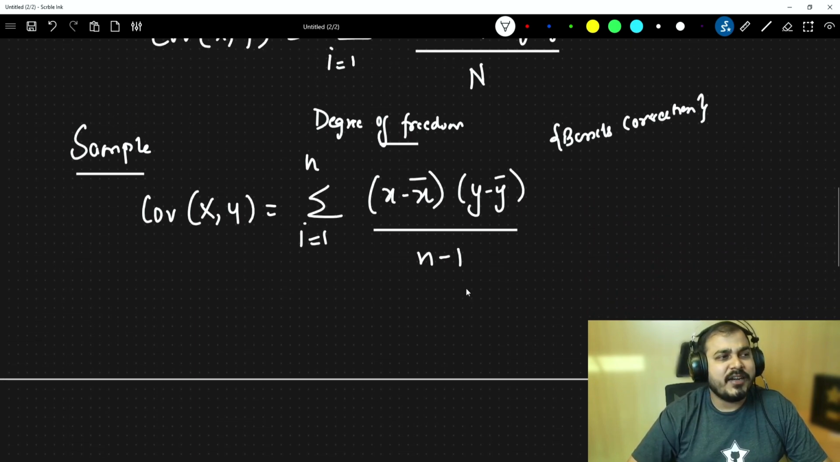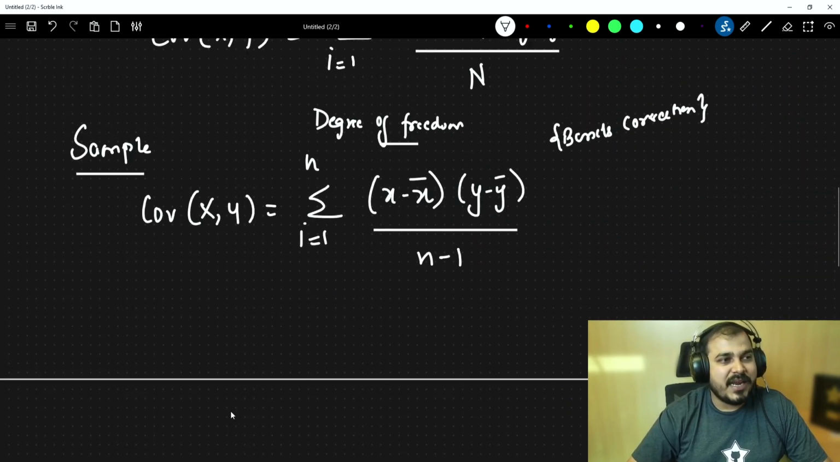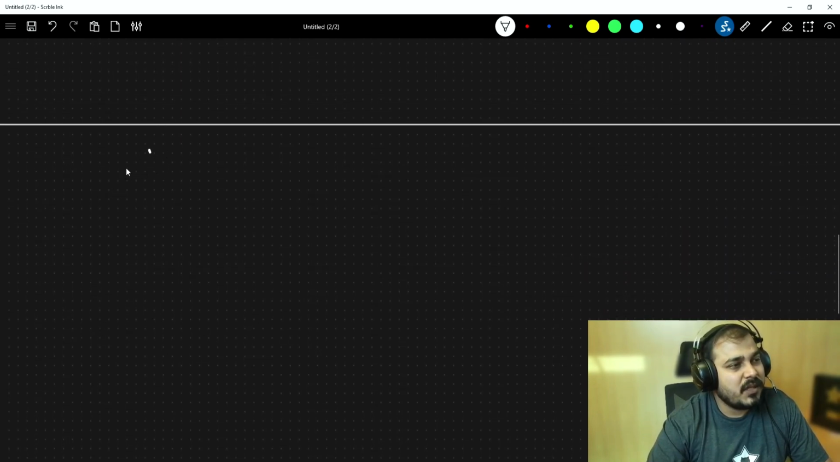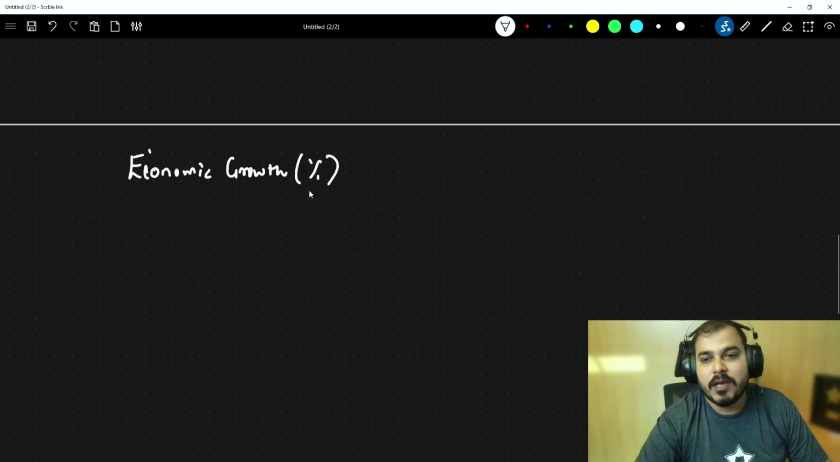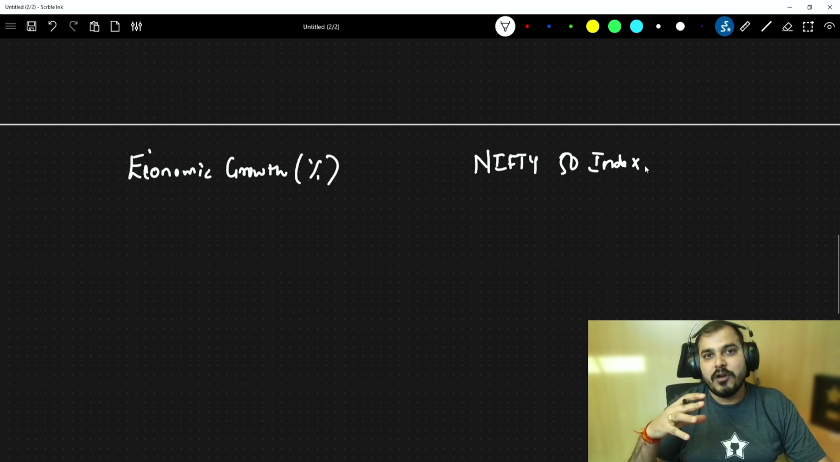Now let's go ahead and try to solve a problem. Let's consider two real world examples, where we can definitely apply this in finance data also. Suppose I have a feature called economic growth in percentage, and let's consider my other feature, which is Nifty 50 index. Nifty 50 index is nothing but a portfolio of 50 well performing stocks, and people can directly invest in this particular portfolio and, based on that, get a lot of growth and returns.